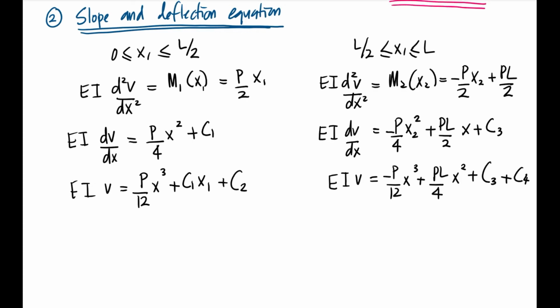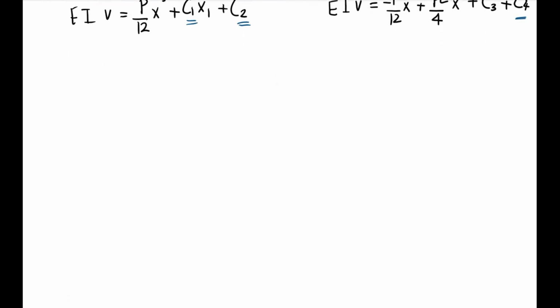Okay, so next one, we need to determine the unknowns C1, C2, C3 and C4. How we define the unknowns is basically by applying the boundary conditions. Okay, so how do you apply the boundary conditions?